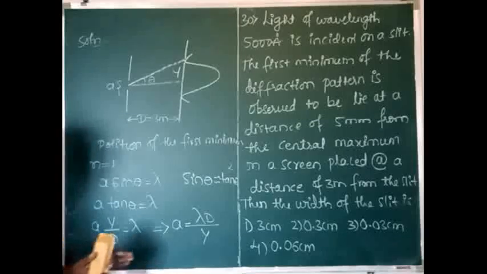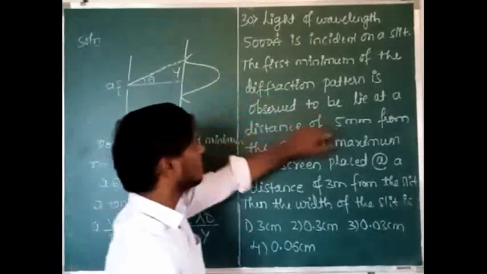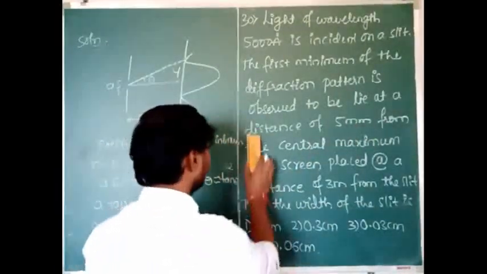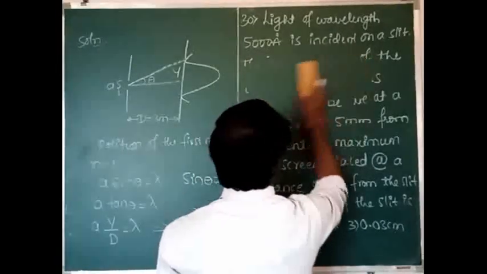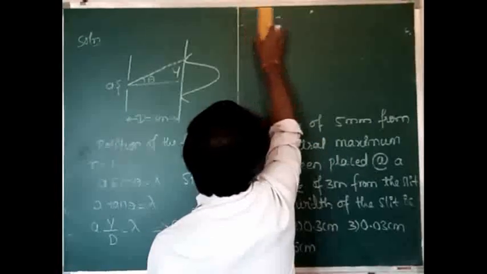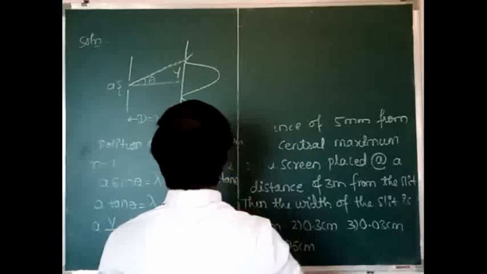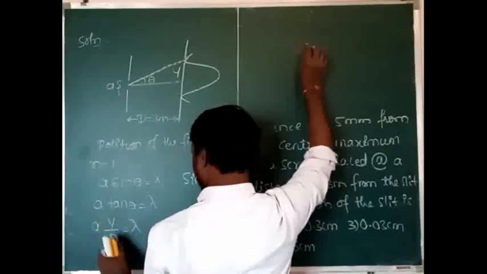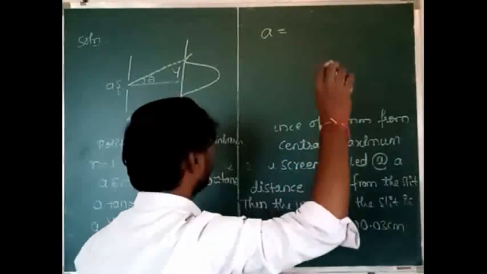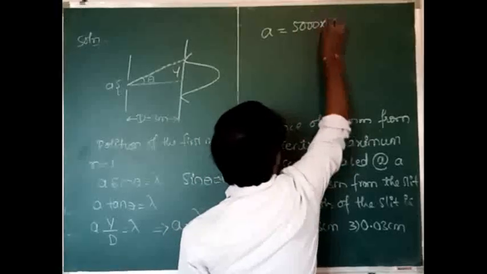Then y is nothing but the distance of the first minimum from the central maximum. How much is that given? That is 5 millimeter given. y is 5 millimeter here. I am putting the values here. So listen here. Then a is equal to, lambda is how much given? 5000 angstrom. Then 5000 into 10 to the power of minus 10.